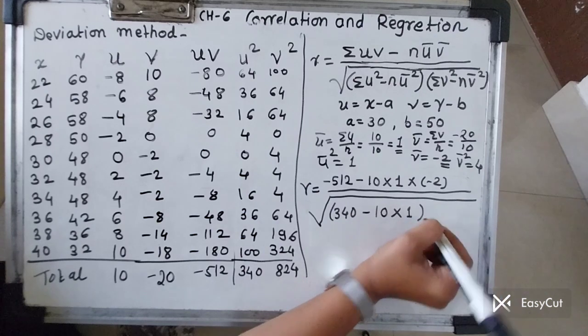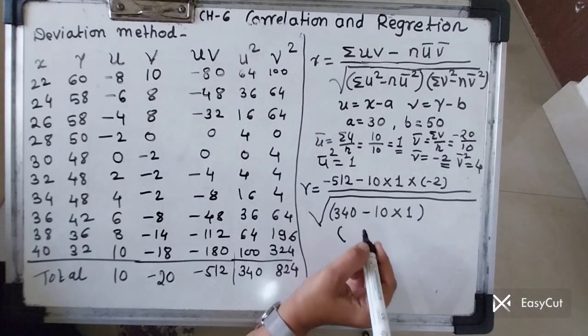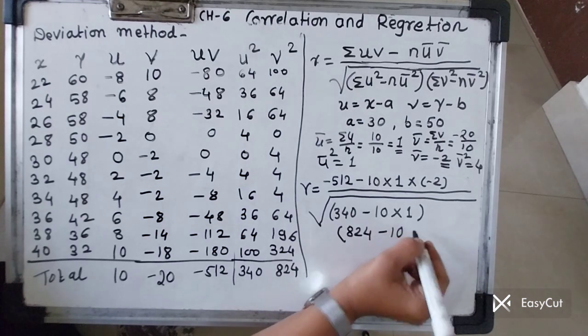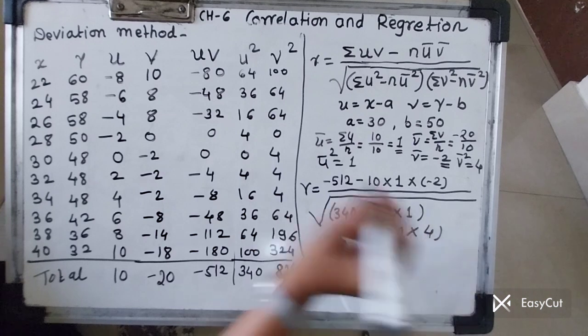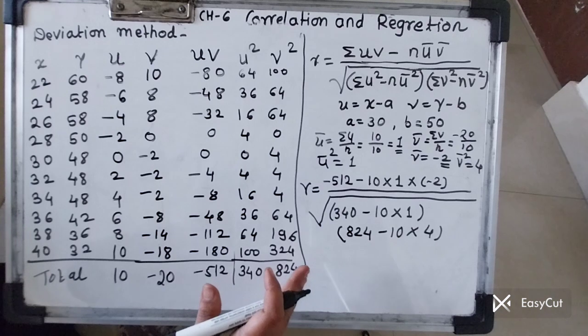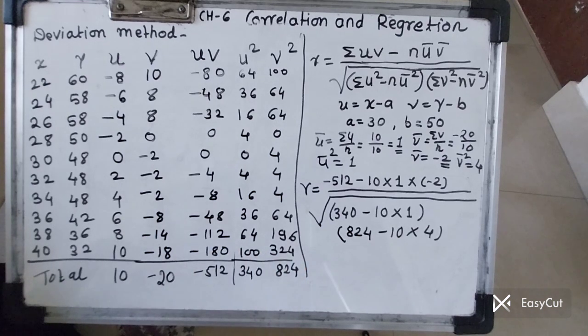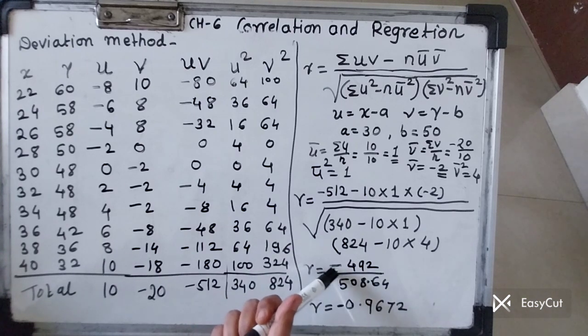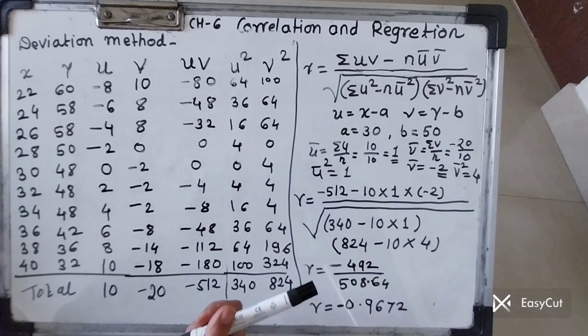So this is the first bracket into second bracket. What is the value of second bracket? It is 824 minus 10 into v bar square, which is 4. Put it into calci and find out. See, I solved it. This is minus 492 upon 508.64. So answer is minus 0.9. Okay. So it is a negative correlation.